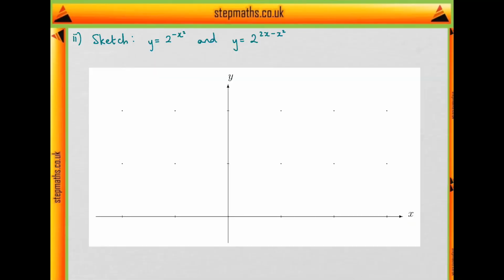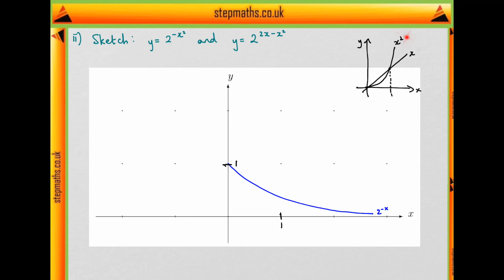Okay, now for part 2, they want us to sketch 2 to the minus x squared and 2 to the 2x minus x squared on the same axes. Okay, so let's do 2 to the minus x squared. So if we think about what 2 to the minus x looks like, it'll be a bit like this blue curve here. If I call this point here 1, and if I call this point 1 as well, then if we think about the graphs of x and x squared, they look a bit like this, right?